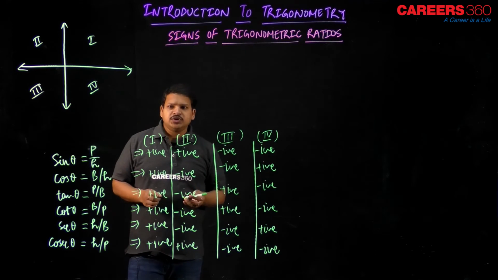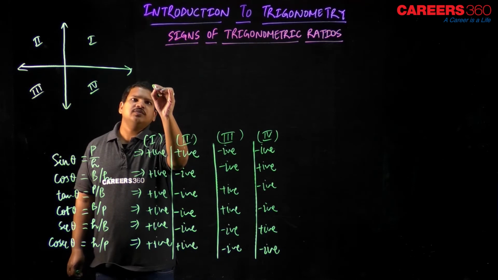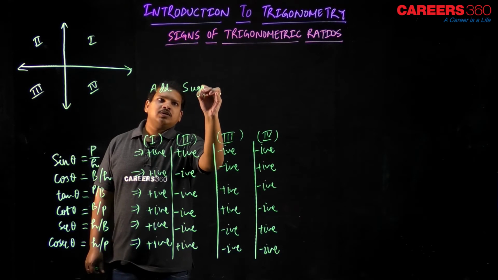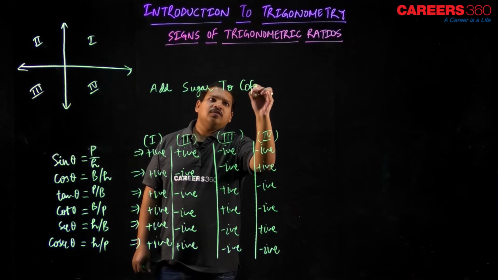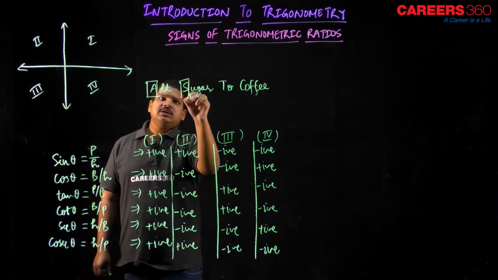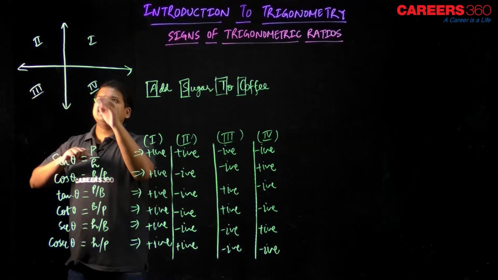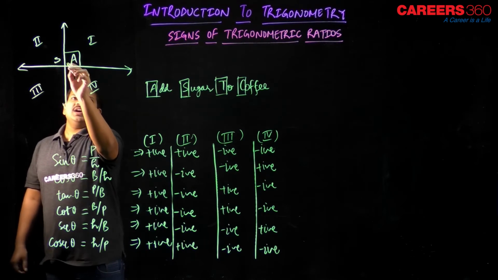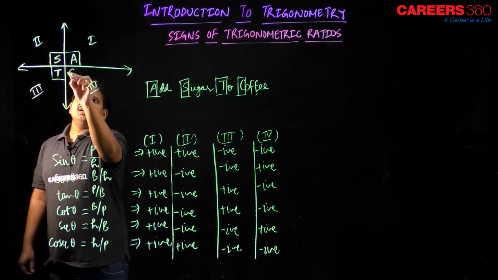Now you need to remember one short trick sort of. There is a line that is add sugar to coffee, right? So what I am going to use is the first letter of each word, that is ASTC, and now I am going to place them. This is my A, this is my S, this is my T and this is my C.